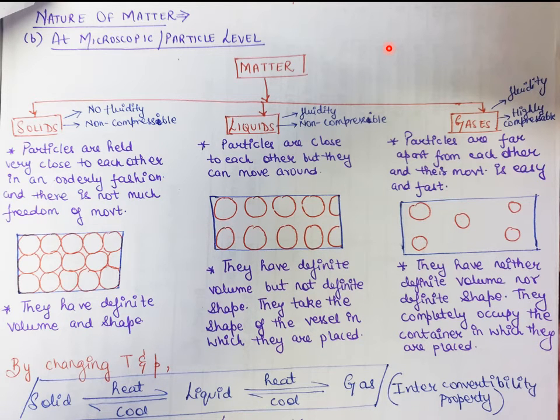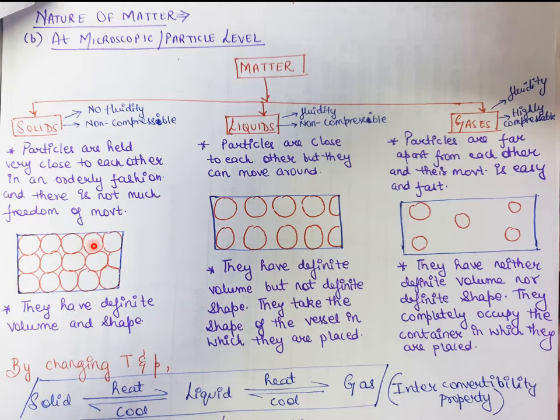So far we have discussed the definition of chemistry and its importance, and we have classified the nature of matter at the first level, which is the macroscopic or bulk level. The other way of classifying matter is at the microscopic or particle level, the level at which you cannot see. At this level, matter can be classified into solids, liquids and gases. Now in solids, the particles are arranged very tightly. These red circles represent the particles.